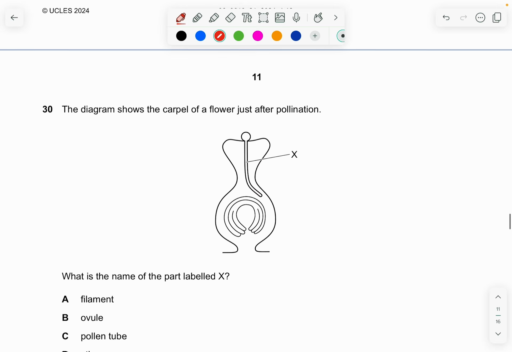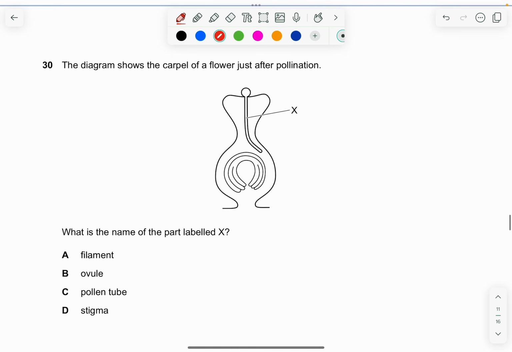Okay. So question 30. The diagram shows a couple of a flower just after pollination. So what is the name of the part labeled X? So this one is actually indicating the pollen tube.